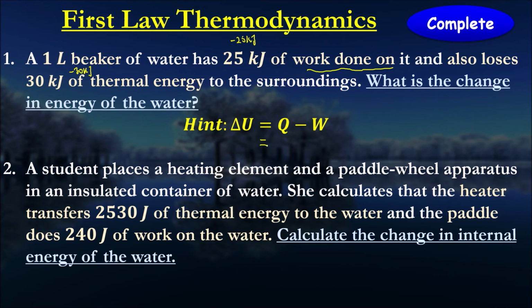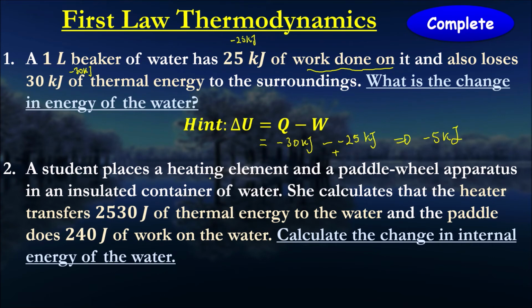So the overall change in the energy in the water is negative 30 kilojoules, subtracted by negative 25 kilojoules of energy being done onto the system. So overall, two negatives make a positive. We have negative 5 kilojoules of change overall in the energy of the water. Alright, so let's have a read of question 2.